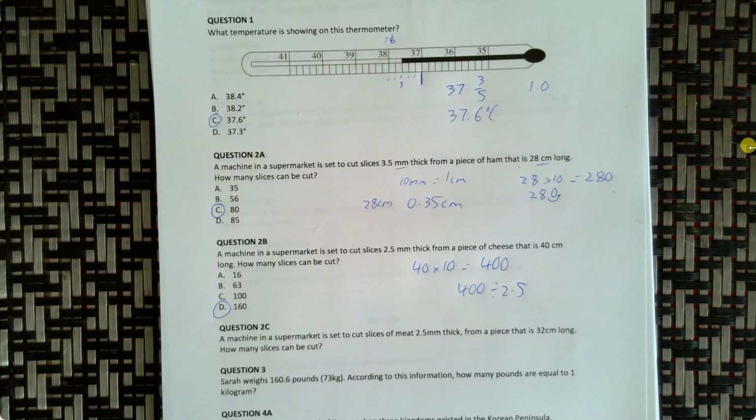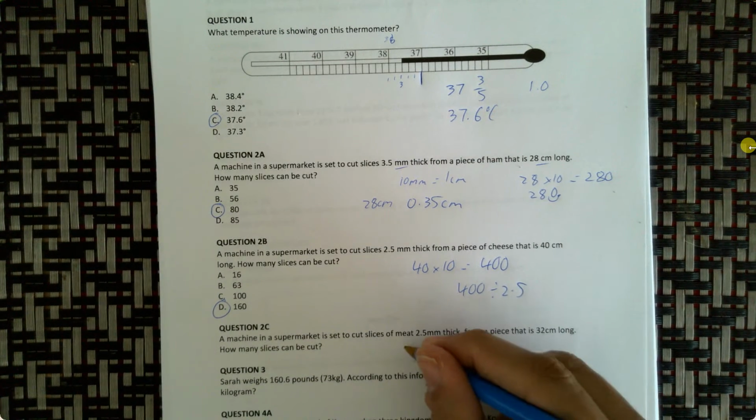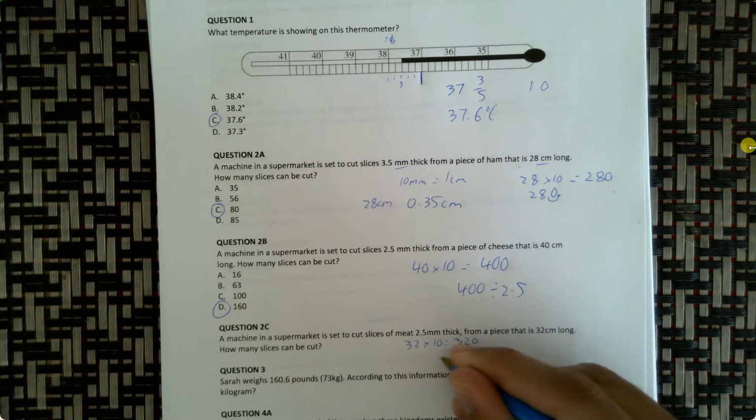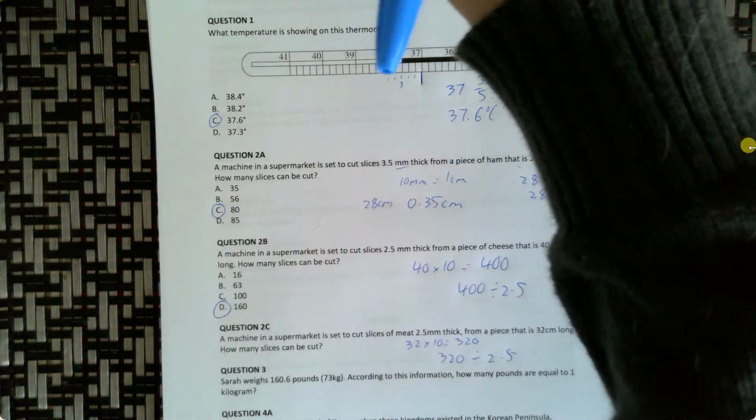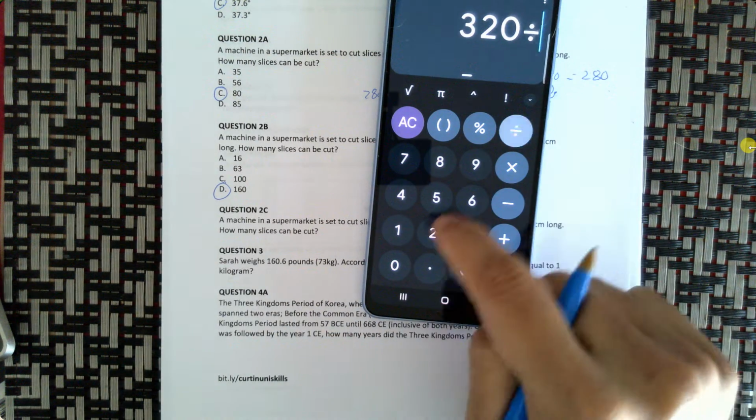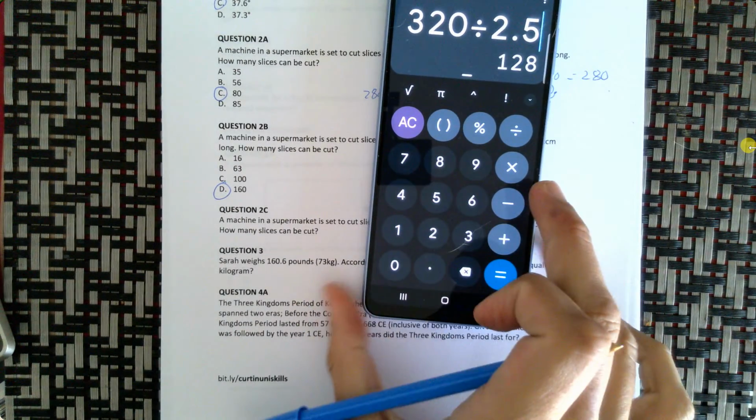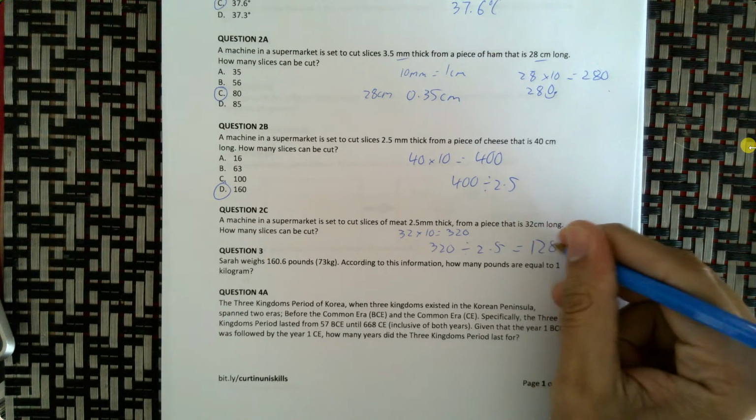Alright, next one. Same thing again. 32 this time divided by 2.5. So it's going to be 32 times 10 equals 320. 320 divided by 2.5. 128. 128 slices.